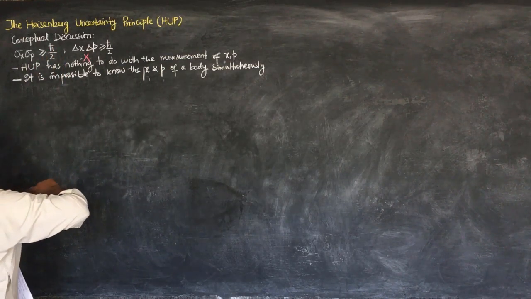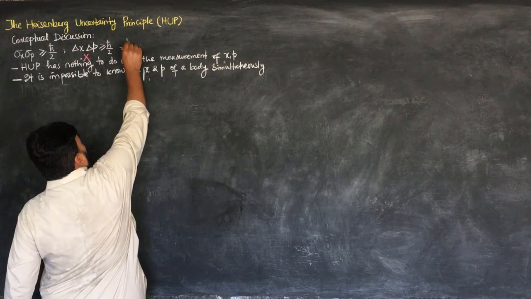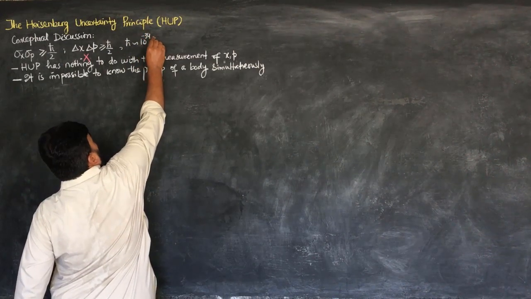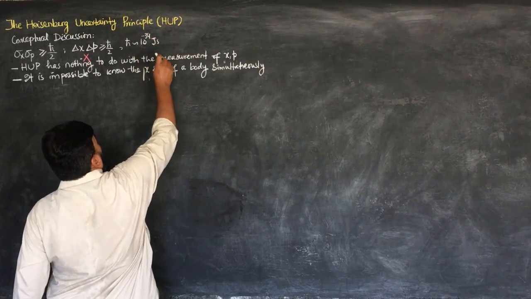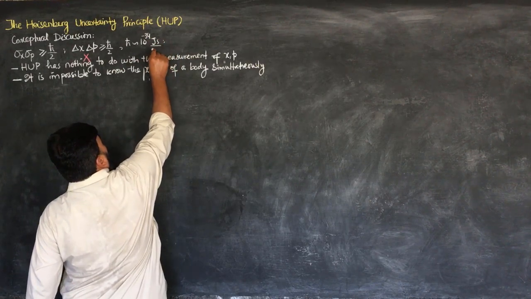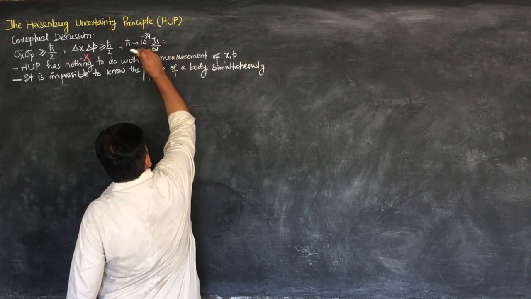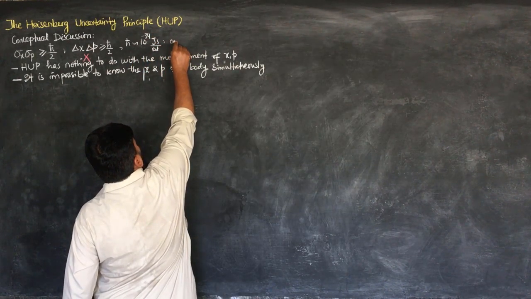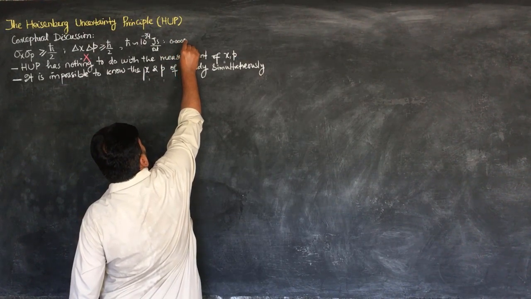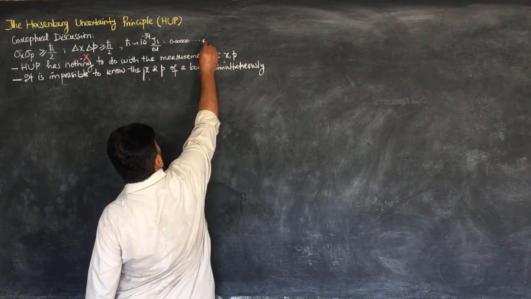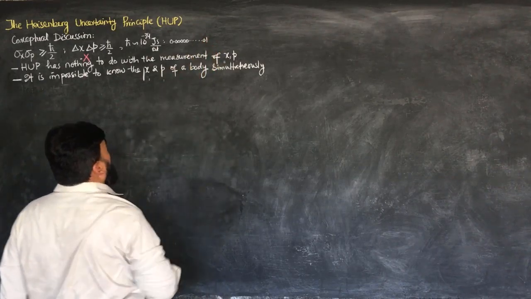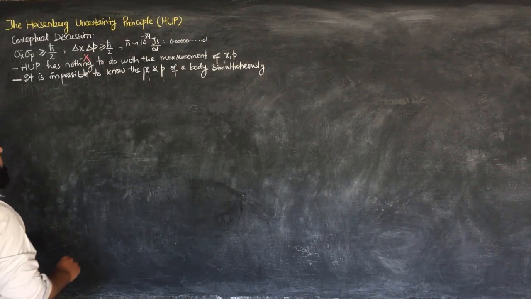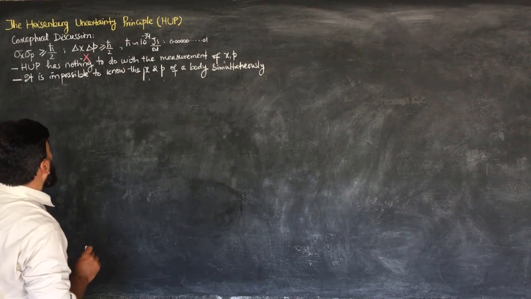h bar is a very, very small value, approximately 10 raised to the power minus 34 joule second per radian. Minus 34 means after the decimal point we go 34 places, and then there will be a one. So it's a very fractional difference, but for subatomic particles it does matter.